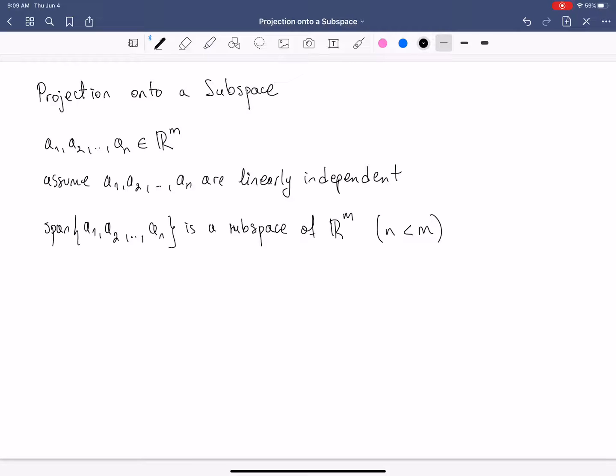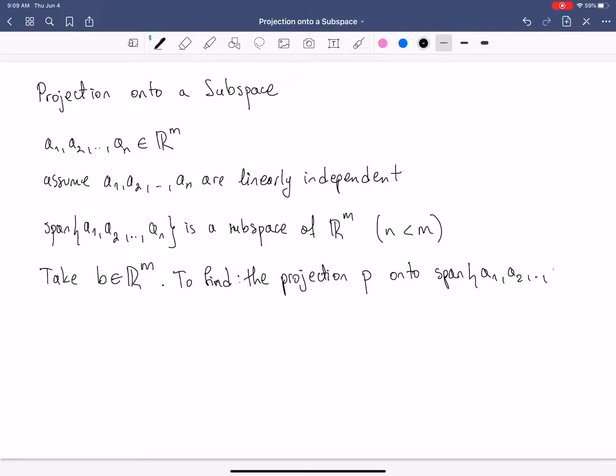So now the question will be, if we take a vector b in the space Rm, we want to find the projection P onto this vector space. How do we know that we can do this?